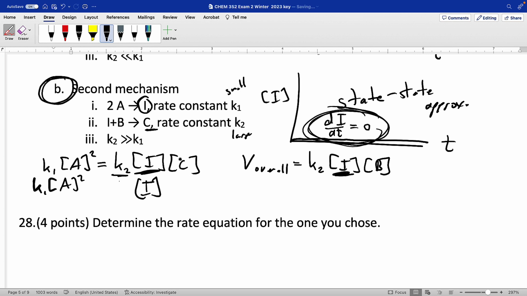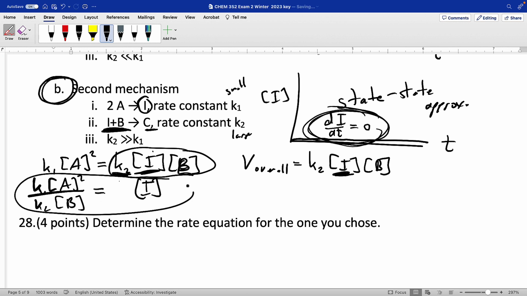this was actually wrong. Let's go ahead and fix this. The rate at which this thing is being eaten is a function of k2 times the reactants in that step, which are I and B. So this is the rate of the second step. Anyway, if we take both sides and divide by k2 and divide by B, that's going to be equal to the concentration of our intermediate.